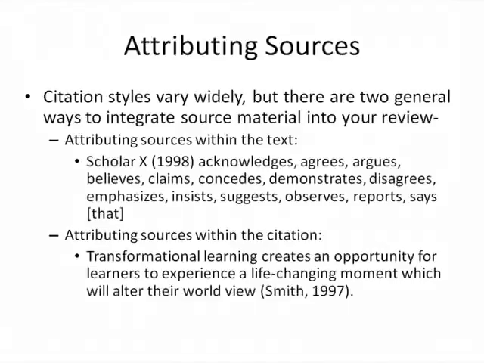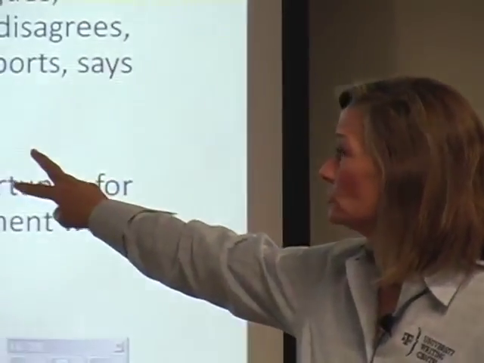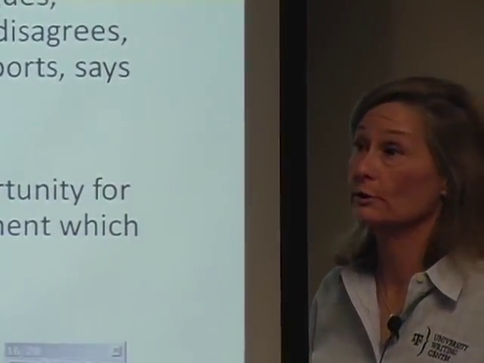If you're in the hard sciences, a lot of times that is going to come in the next one: attributing sources within the citation. Transformational learning creates an opportunity for learners to experience a life-changing moment which will alter their worldview (Smith, 1997). A lot of times when you're talking about sciences, you're talking about how this methodology was used in this research, maybe using the passive voice even, and then you'll put the citation at the end. Some of you use the numerical citations, the science citations where you use 1, 2, 3, and then you just go back to the 1 every time you refer to that source. There are all kinds of ways to cite materials, but there are really only two ways to attribute, in the text or in the citation, one or the other.